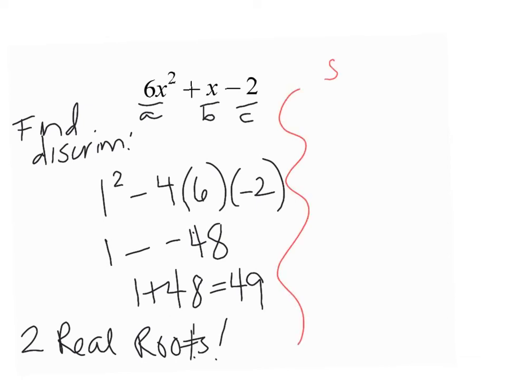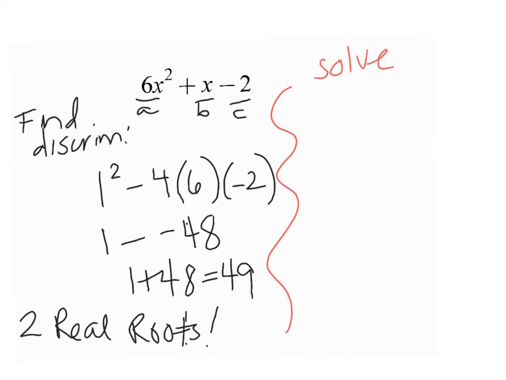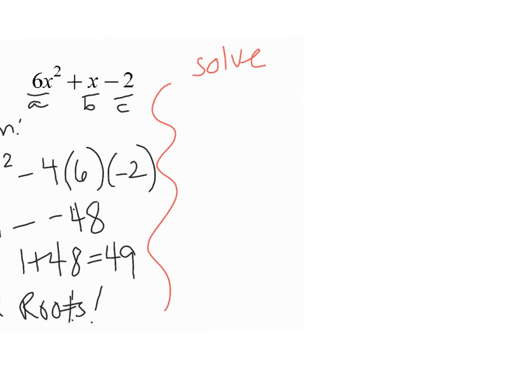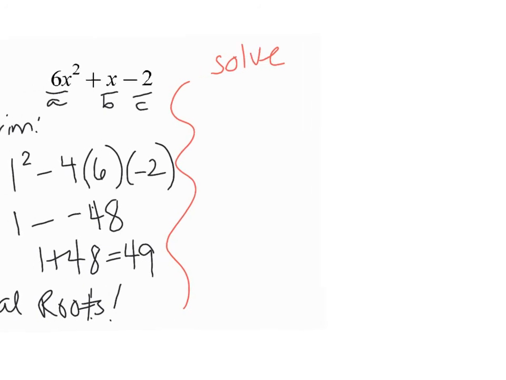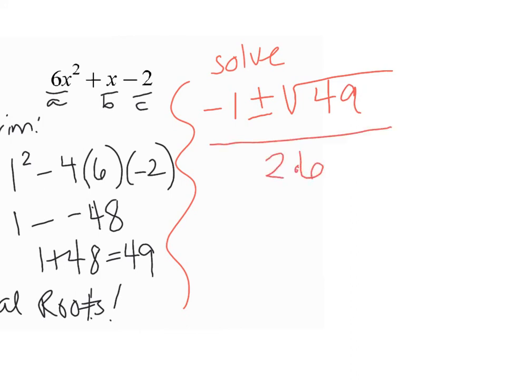Okay, so now let's solve. So let's say you don't like the AC method, which some of you are struggling with, and that's okay. And you want to solve this. I should already know that I'm going to come up with two real roots. And we already have the main part of the quadratic formula. So we're going to have negative b, plus or minus the square root of b squared minus 4ac, which was 49, right? All over 2 times 6. So when I start simplifying, I get negative 1 plus or minus 7 over 12.